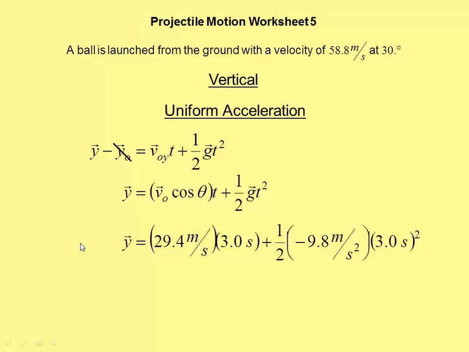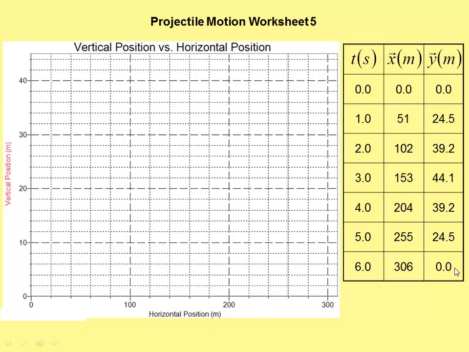So if you calculate that out, you get 44.1 meters. So this is the vertical position at 3 seconds. Plug in different times, and you can fill in the chart. It should look like this. Notice that the horizontal position increases constantly because it's a constant horizontal velocity, but the vertical position goes up and then comes back down because it's uniformly accelerated at negative 9.8 meters per second squared.